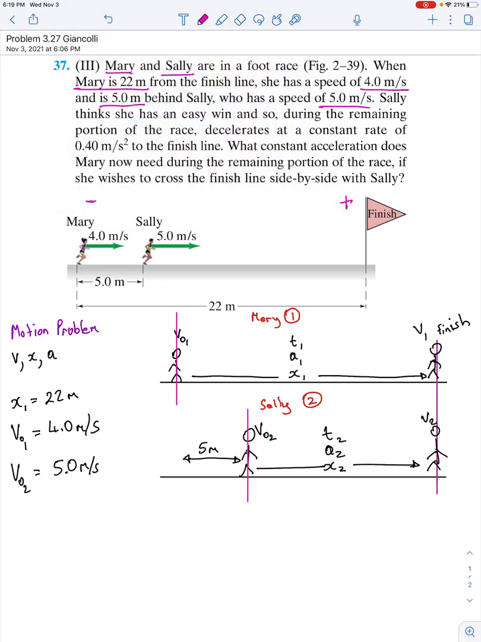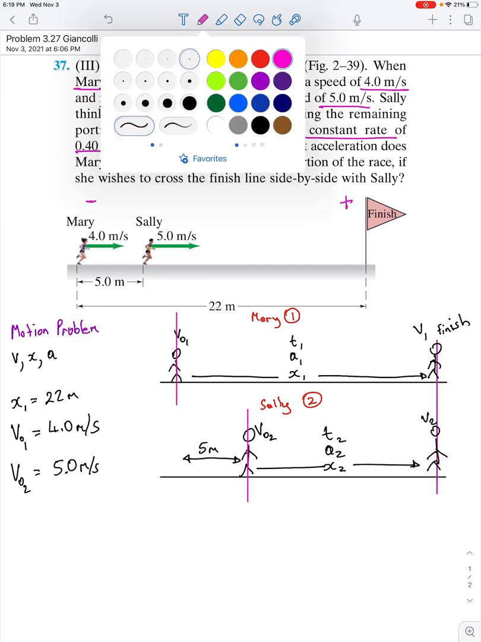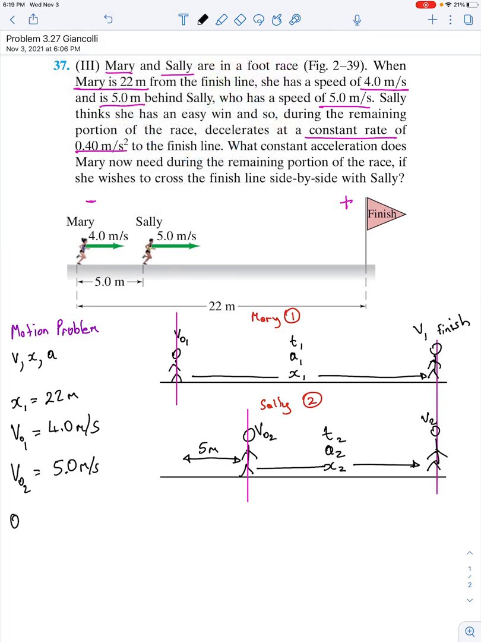Sally thinks she could easily win, and during the remaining portion of her race decelerates at a constant rate. So she's decelerating 0.40 meters per second squared, which means that her acceleration is negative 0.40 meters per second squared. And why is it negative? Because I chose to the right to be positive. So because I chose to the right to be positive, then if she's slowing down, the acceleration would have to be in the opposite direction of motion, to the left, so it would be negative.